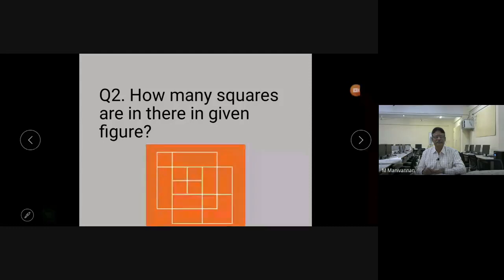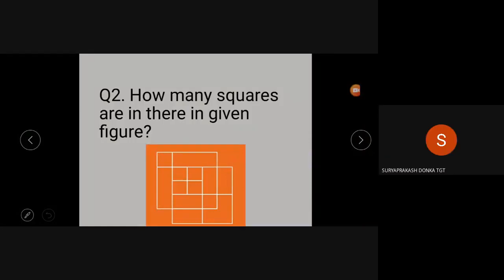So as we see here, sir, there are different types of squares of different units. A square of 1 unit, a square of 2 units, and as you can see here, a square of 3 units also, and the larger square of 4 units. So how many squares are there of 1 unit? We can see here there are 6 squares of 1 unit and 6 squares of 2 units.